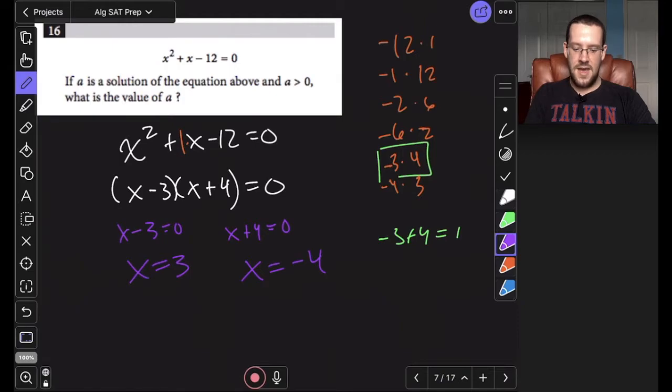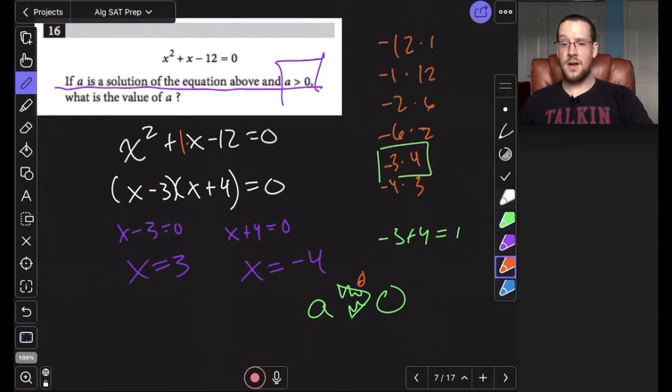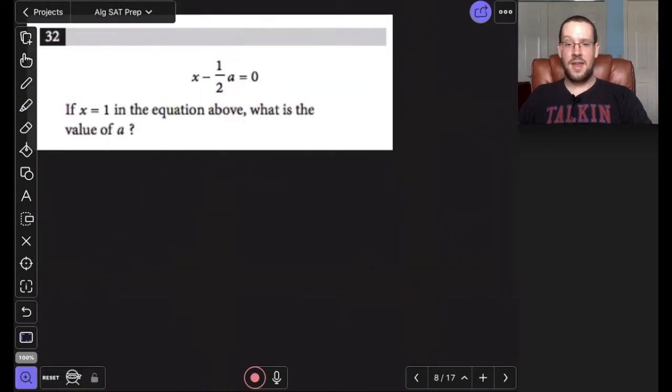What this says, if a is a solution to the equation above and a is greater than 3, remember, we want the solution a to be greater than 3. So remember the crocodile, not greater than 3, greater than 0. We want the crocodile to eat the bigger number. So the number must be bigger than 0. What number is bigger than 0? 3.